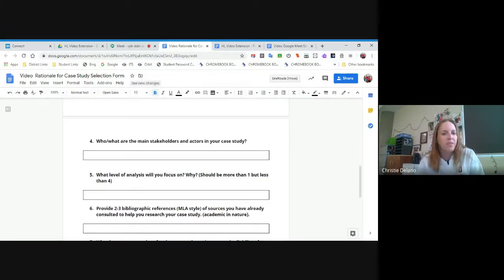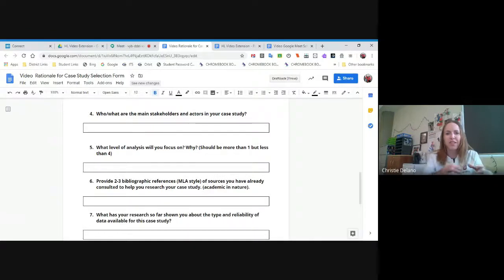Who and what are the main stakeholders and actors in your case study? So who are the big players that you're looking at here, right? Are they nation states? Are they NGOs? Are they IGOs? Who are they? And what role do they play? What levels of analysis are you going to focus on, and why? So this should be more than 1, and again, less than 4, right? You want to make sure this is manageable, okay?